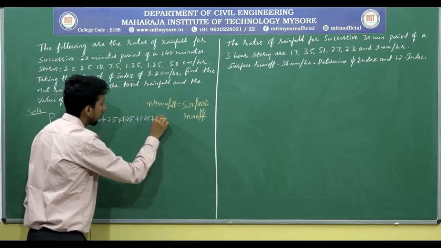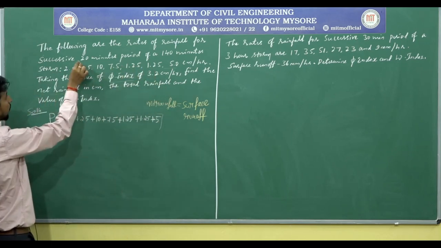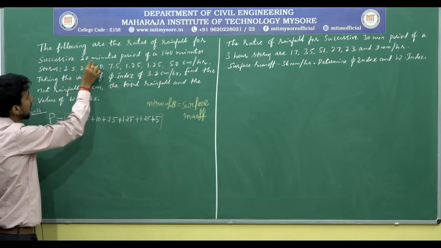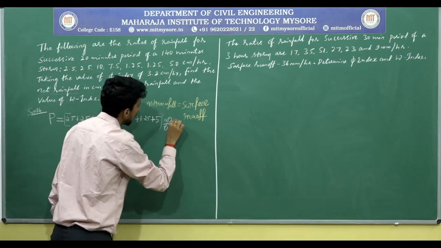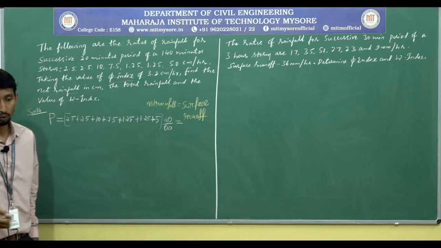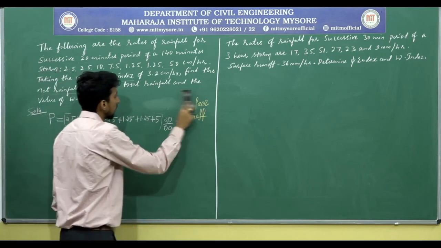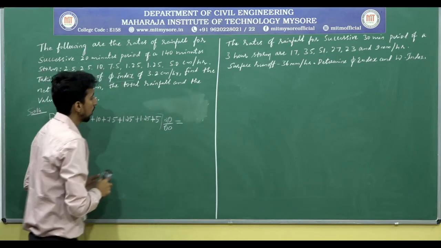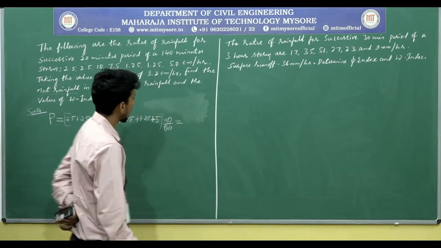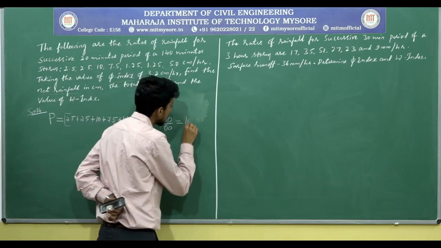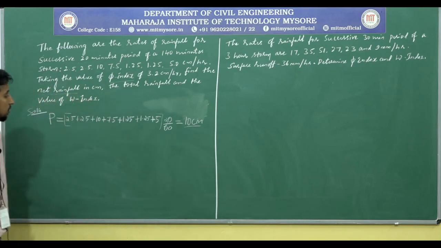In the question it is rainfall intensity, but here we want rainfall. What is the time interval? The time interval is 20 minutes. Convert 20 minutes to hours: 20 by 60. If you do this, you will get the total rainfall value, which is 10 centimeter.